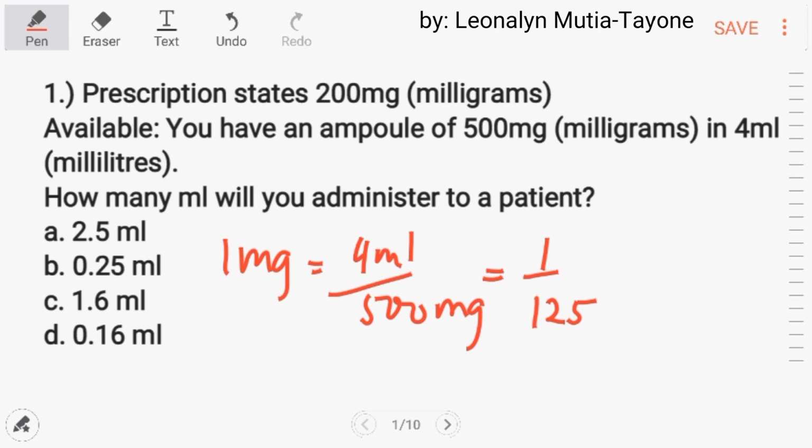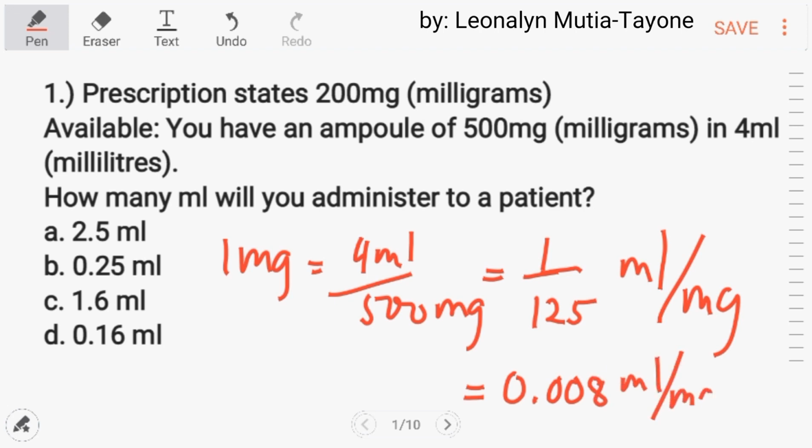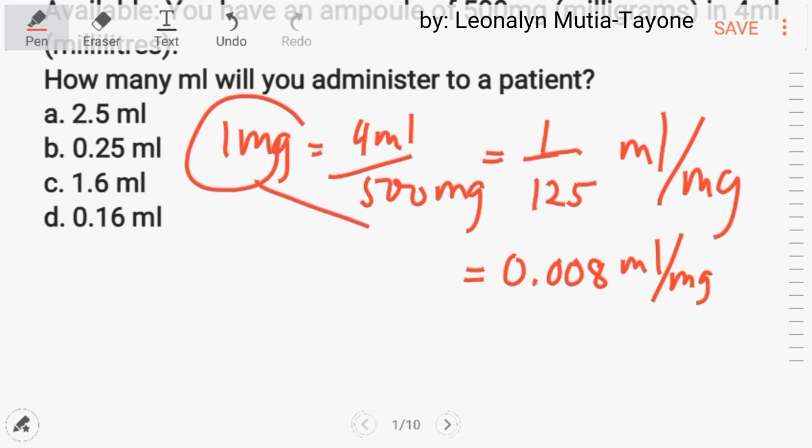You mean the greatest common factor? I have a separate video about how to find the greatest common factor. The greatest common factor is 4. So 4 divided by 4 is 1. 500 divided by 4 is 125. So a fraction of 1 over 125 ml per milligram, or this is also equivalent, divide this 4 divided by 500, or 1 divided by 125. They are just the same. The answer is 0.008 ml per milligram. So 1 milligram is equivalent to 0.008 ml.